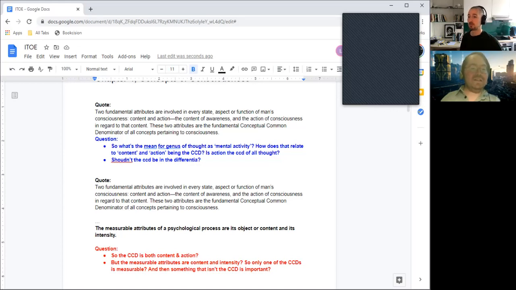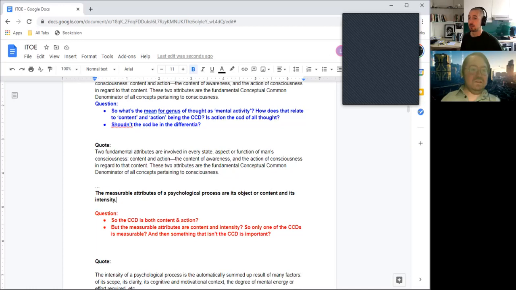The CCD is the intensity and the content, and those are both measurable. But why would she write those two things? Why wouldn't she just write the CCD is its content and its intensity? Seems like she could have just written that, and that would be clear and direct. I don't know what this is about content and action. I didn't know it was with that. So, yeah, I'm a bit confused on why she worded it this way.